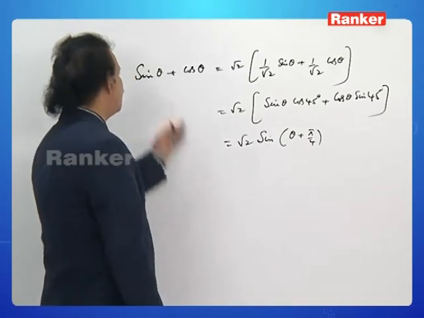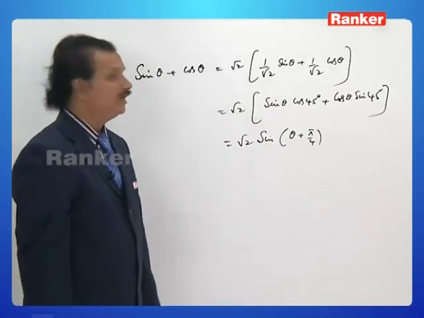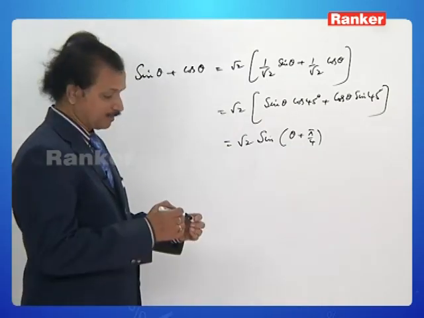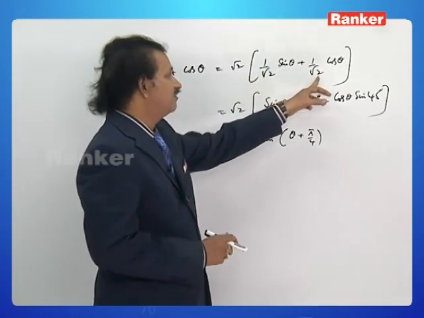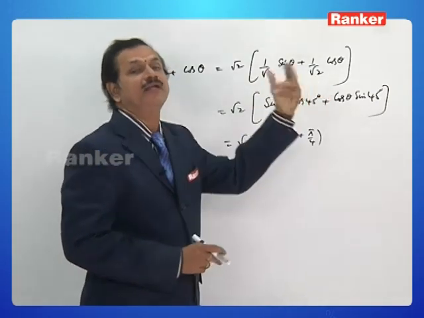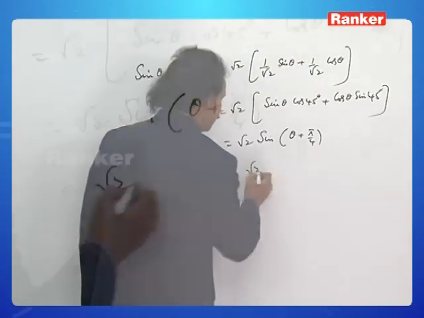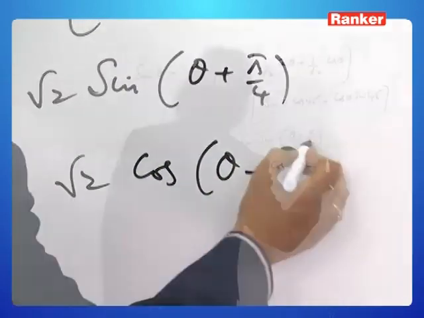So as and when you have sin theta plus cos theta, it can be written as root 2 into sin of theta plus pi by 4. Well, my dear, you can imagine this as sin 45, this as cos 45. Then it becomes cos of theta minus 45. So this is also root 2 into cos of theta minus 45, that is theta minus pi by 4.